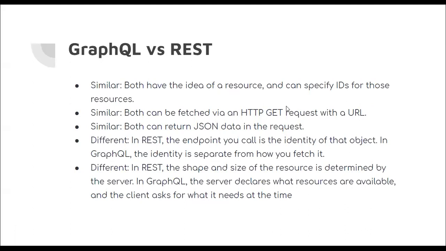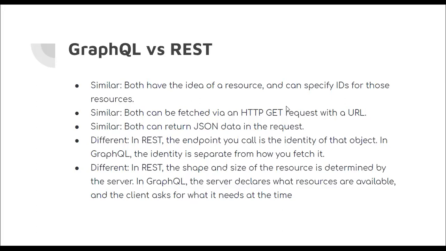Another similarity between Graph and REST is both can be fetched via an HTTP GET request with the URL. The same way you would make a GET request on a RESTful API is the same way you do a GET on GraphQL. Though with Graph, the endpoint is only one. You have things called queries and mutations that you send to your server, which queries the data and sends it back. We will dive into those nitty-gritties of GraphQL.